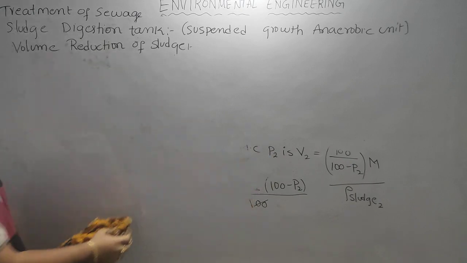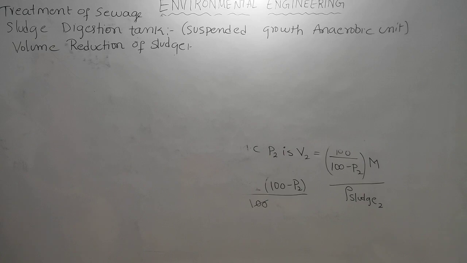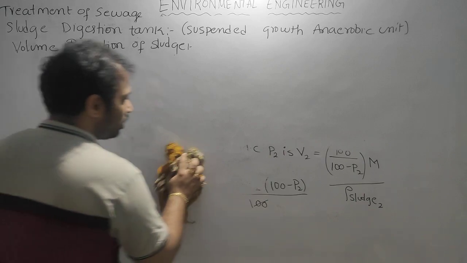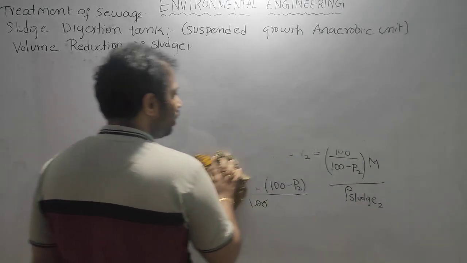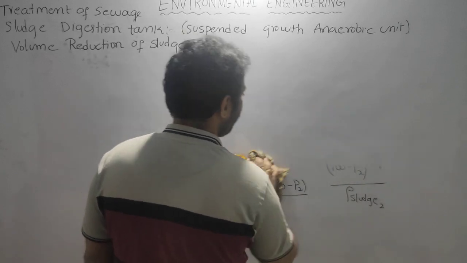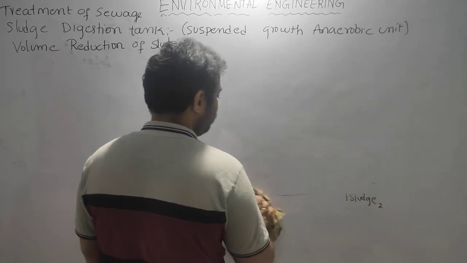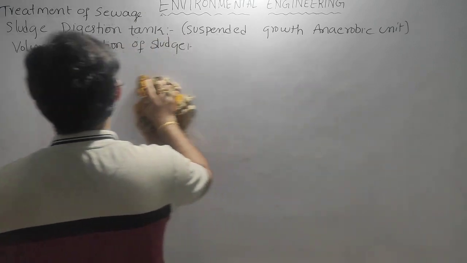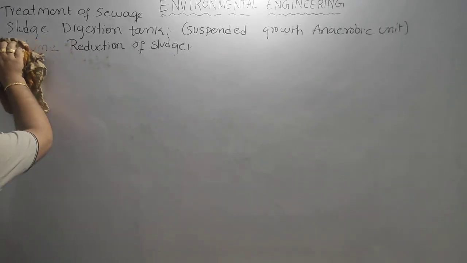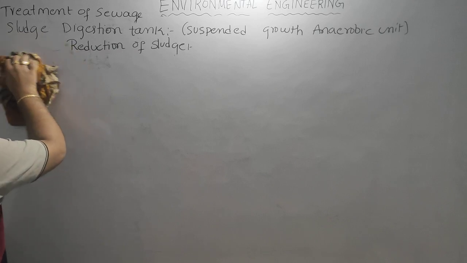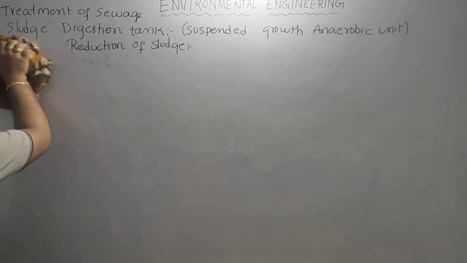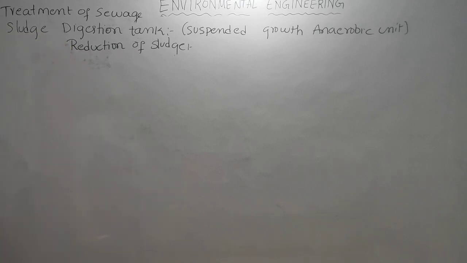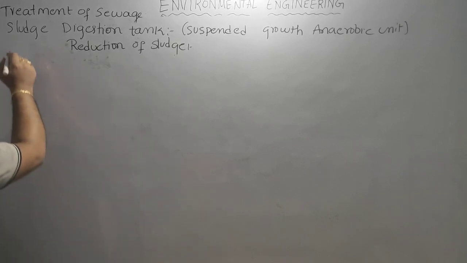Now, next is strength reduction. Strength reduction means BOD destruction. Whatever sludge you send into the system, that sludge will convert some part into gases, some part into a liquid, and some part into a digested sludge.